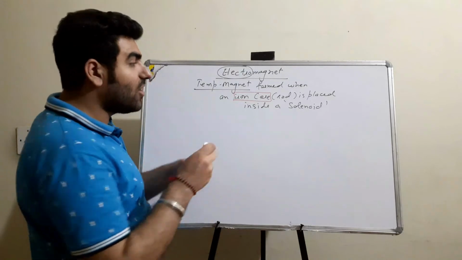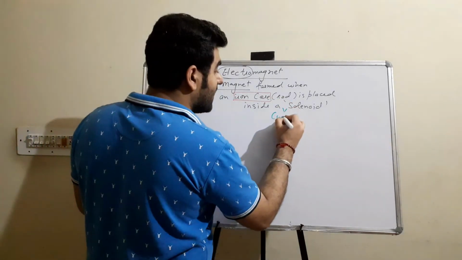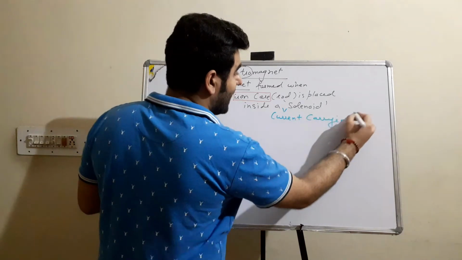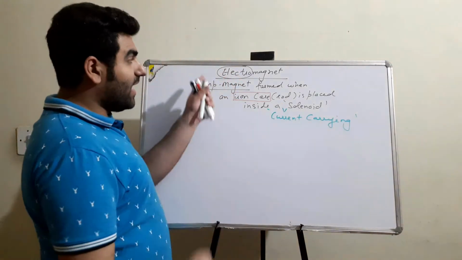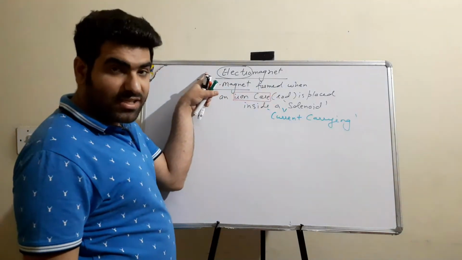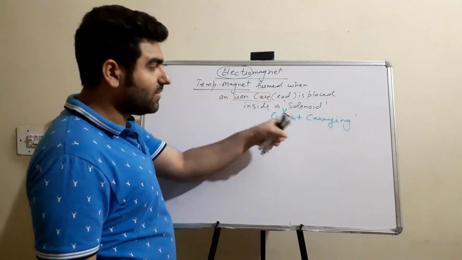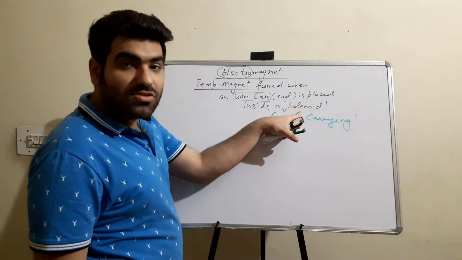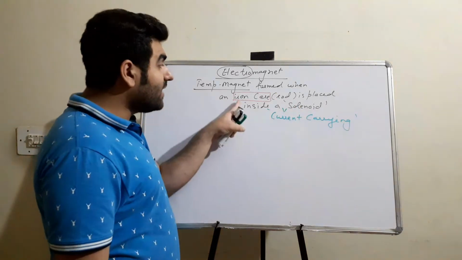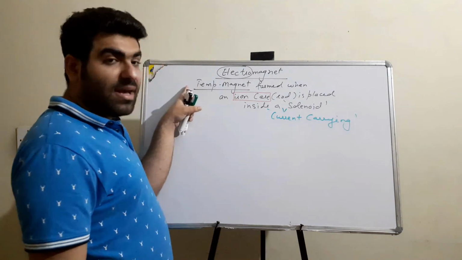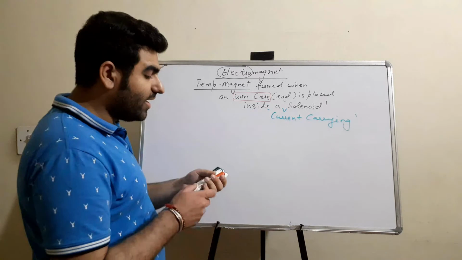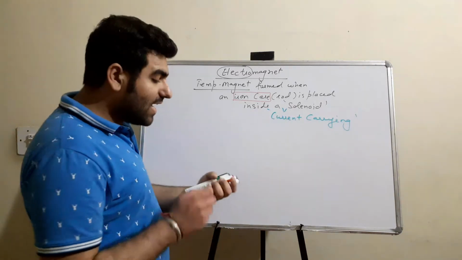What type of solenoid? It is very important. It is a current carrying solenoid. As we have already said, it can show the property of magnetism as long as the electric current is being passed through something, and that something here is the solenoid. What a solenoid is, we are going to discuss in a minute. But this iron core will become a temporary magnet when it is placed inside a current carrying solenoid. It means the solenoid which carries current.